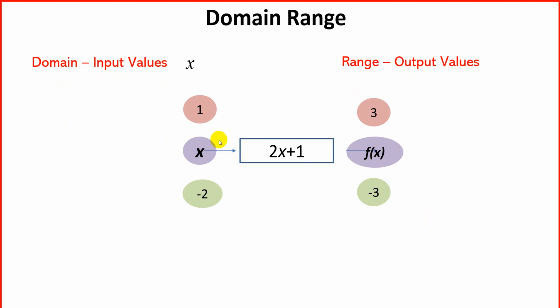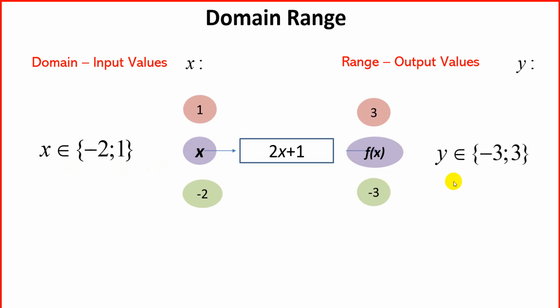In this case, we are looking at an example where we have just two values for x, 1 and minus 2. So we would list them as x is an element of minus 2 and 1. If we look at our y values, which is our range, we have 3 and minus 3. So we can list that as y is an element of minus 3 and 3.